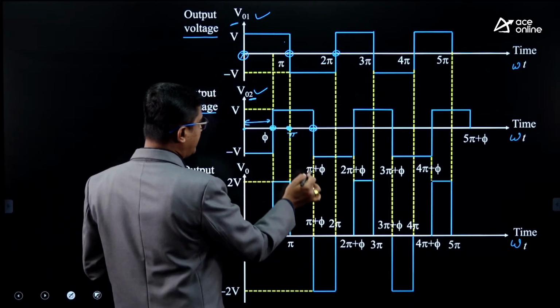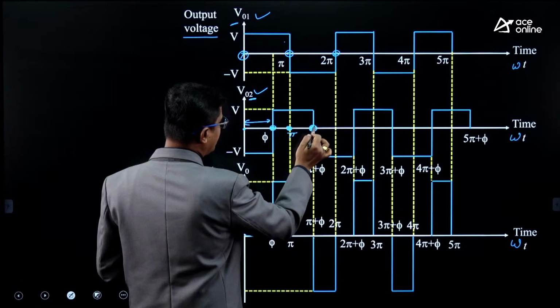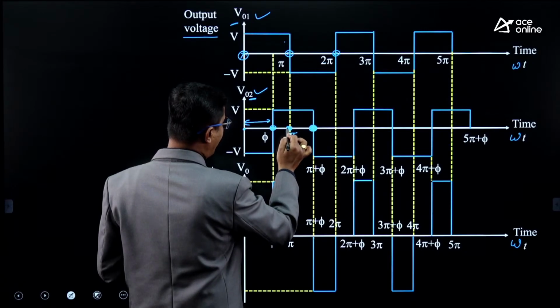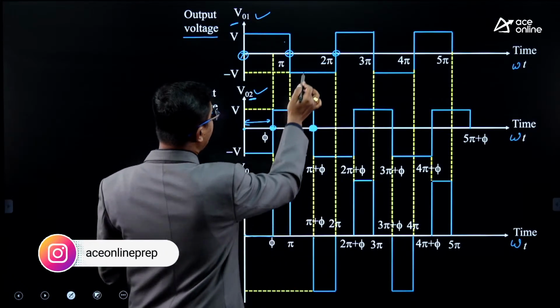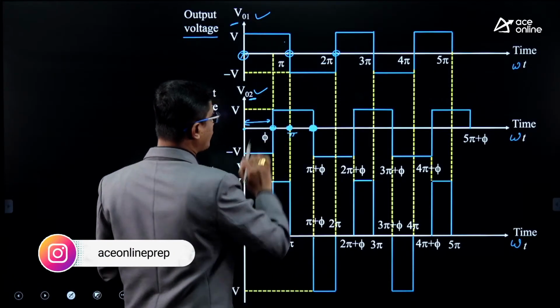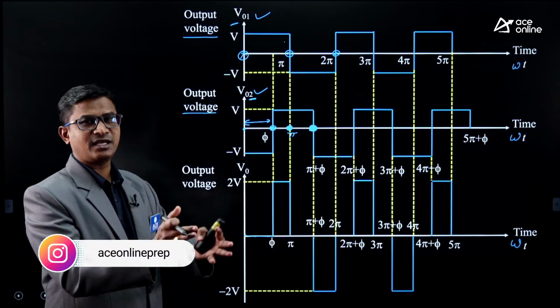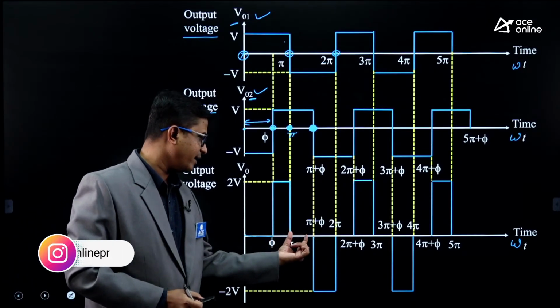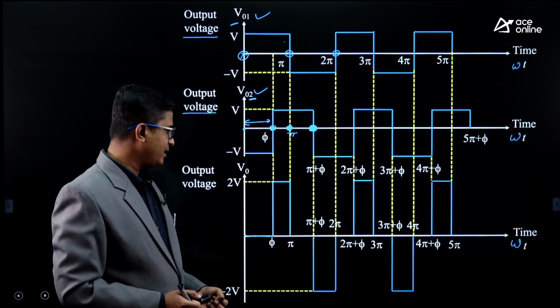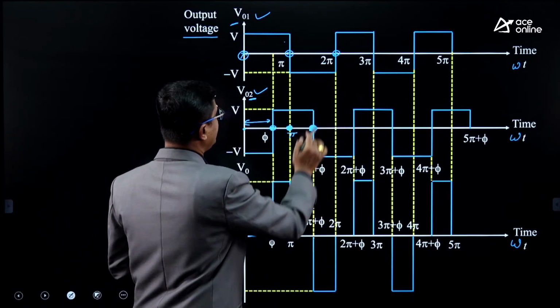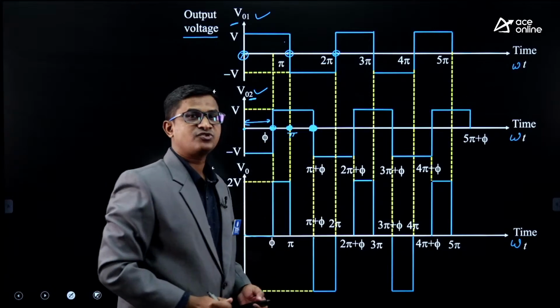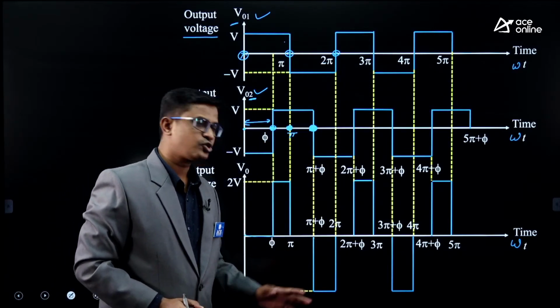From omega t equal to pi till omega t equal to pi plus phi, V01 is minus V and V02 is plus V. So what is the addition? 0, na? So we will again get 0 here. Similarly, you can check from pi plus phi till 2 pi: this is minus V, this is also minus V, so we will get the output as minus 2V.